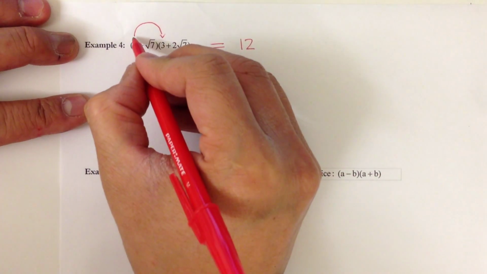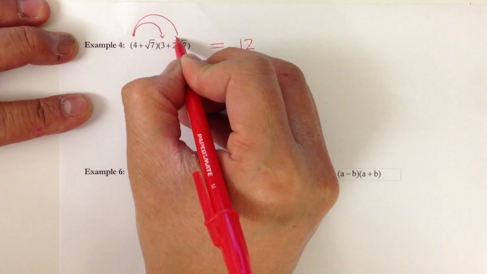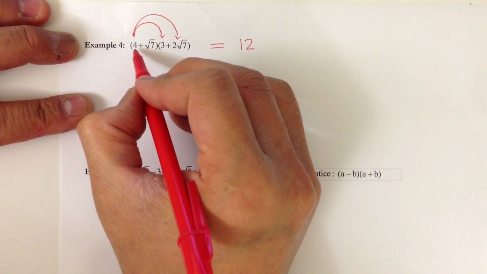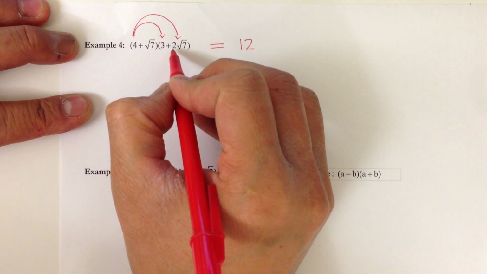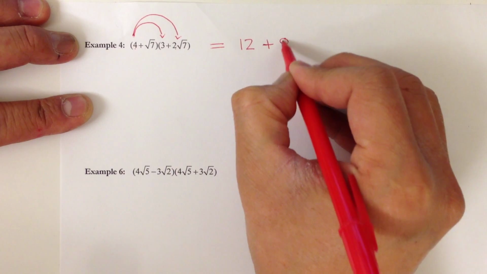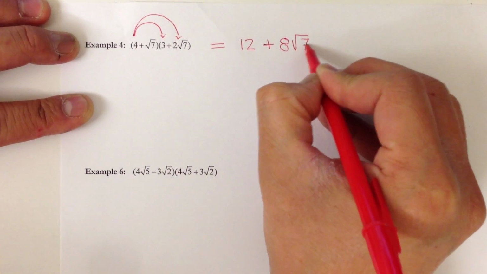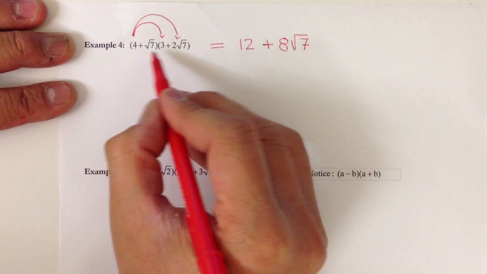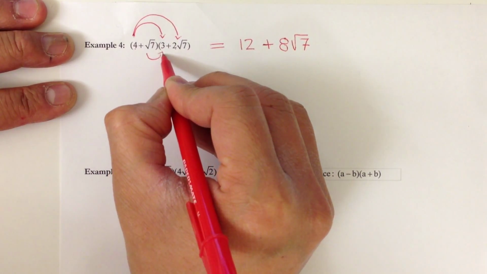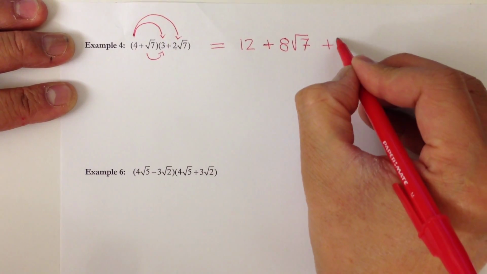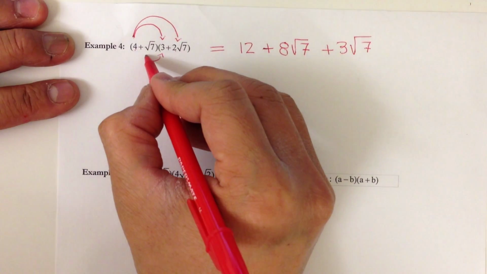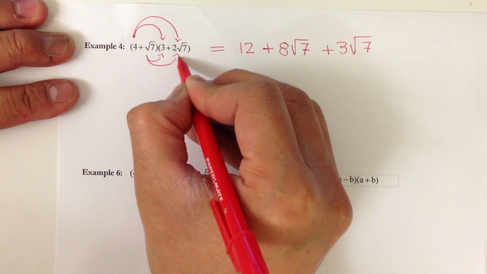Okay. We take 4 and we multiply that with the next term in the second binomial. When you multiply 4 with the number that's outside the radical, 4 times 2 is 8. So plus 8 rad 7. Awesome. Repeat the same procedure for the next term. So rad 7 times 3, that's going to give us 3 rad 7. And then rad 7 times 2 rad 7.